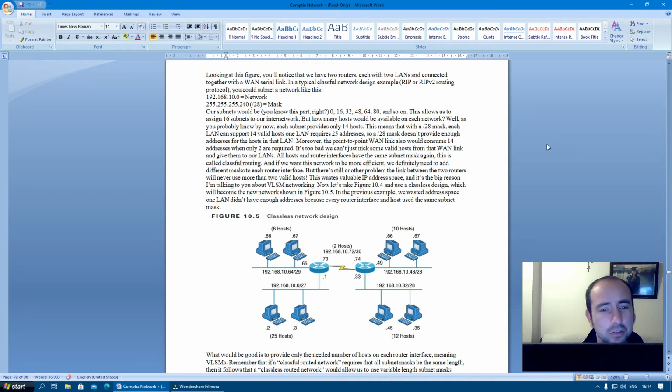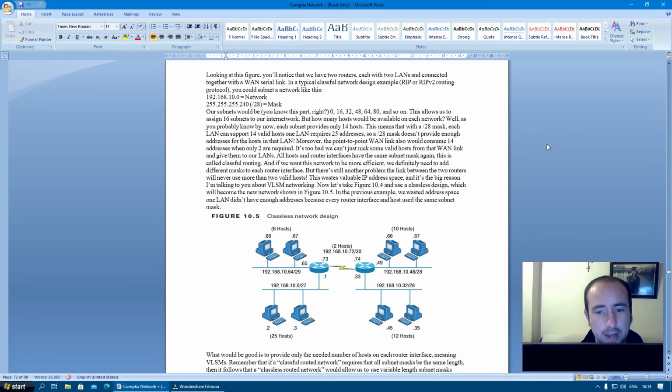This allows us to assign 16 subnets to our network. But how many hosts would be available on each network? Well, as you probably know by now, each subnet provides only 14 hosts. This means that with a /28 mask, each LAN can support 14 valid hosts. One LAN requires 25 addresses, so a /28 mask doesn't provide enough addresses for the hosts in the LAN. Moreover, the point-to-point WAN link also would consume 14 addresses where only 2 are required.